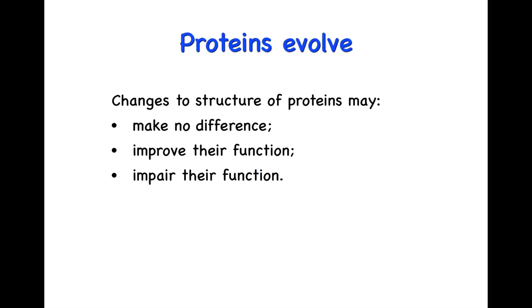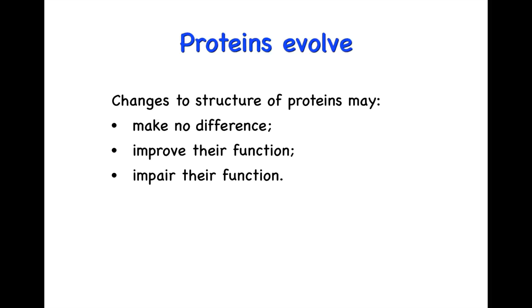So we have changes to protein structure, and they may make no difference. They may improve their function. They may impair their function depending on where in the protein the change occurs, and also what the change is, from which amino acid to which amino acid. Over long periods of time, mutations that confer a survival advantage are incorporated into the gene pool, and mutations that confer a disadvantage are lost.